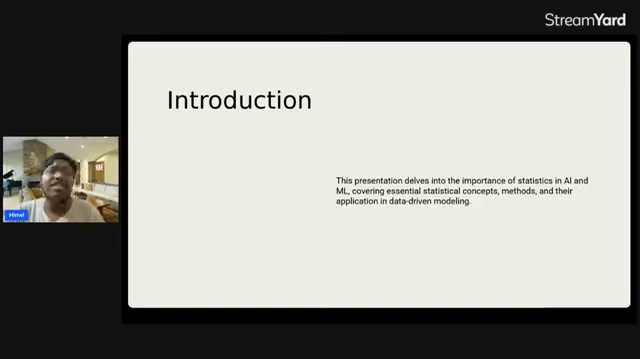This presentation is designed to help you understand the significance of statistical thinking in the context of AI and ML. Statistics enables us to analyze and interpret data effectively, which in turn forms the backbone of model development, testing, and validation. We will cover essential topics such as descriptive statistics, inferential statistics, and regression analysis, and explore the real world applications of these methods in data driven modeling.